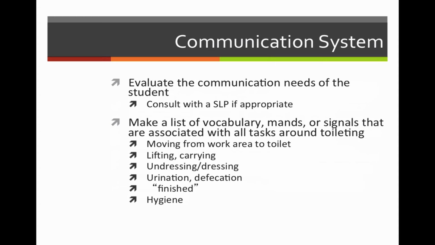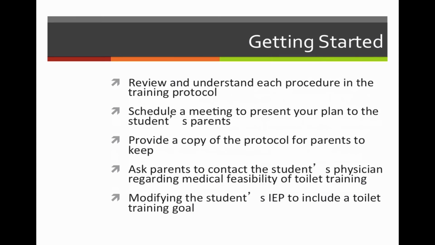Communication systems. Let's evaluate the communication needs of a student. Not all of the students will have these pre-programmed pieces on their devices that talk about toileting and dressing, and so we might need to add some of those. Once again, let's make a list of vocabulary, signals, mands, all of those things around toileting. So here's some examples. Moving to the work area, lifting, undressing, urinating, defecating, finished, hygiene, all of those things we may need to program into a communication system or add pictures for.